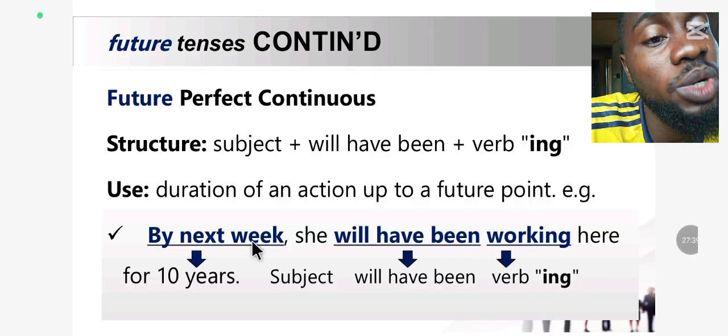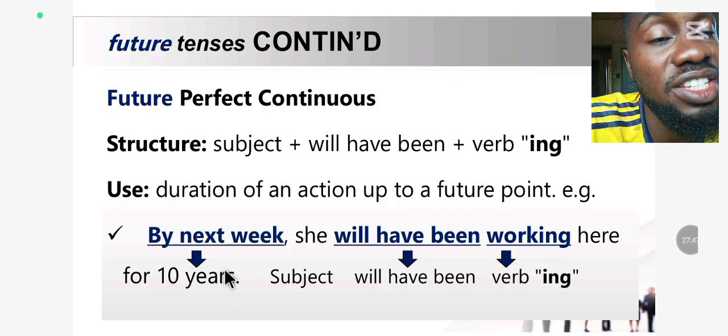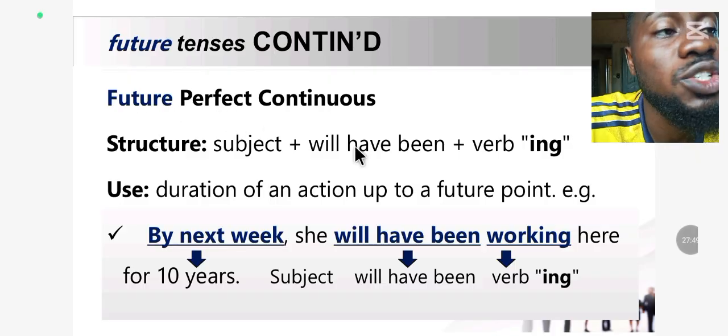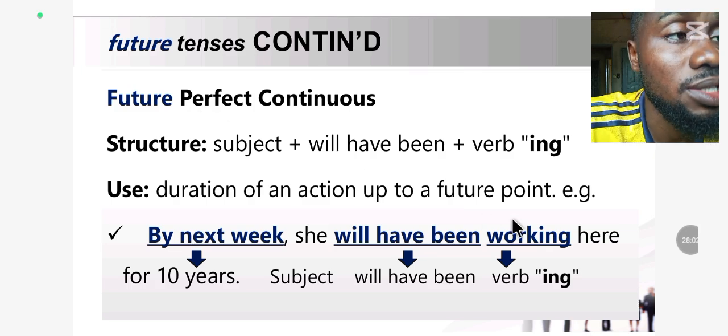By next week, she will have been working here for 10 years. This sentence is in future perfect continuous tense. Will have been working is a future perfect continuous tense.